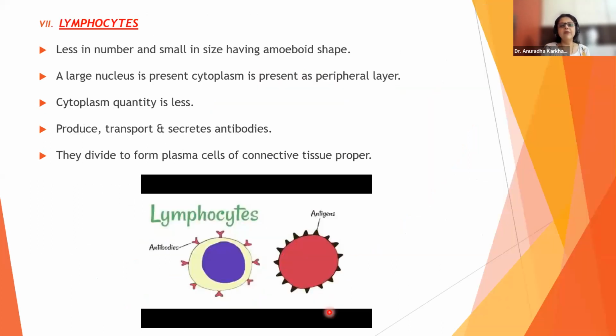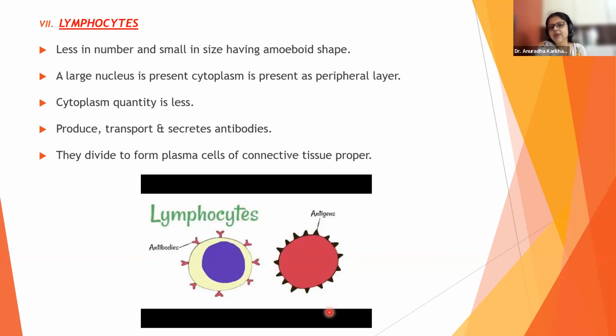Okay. Then we have got something called lymphocytes. They are nothing but your... What are lymphocytes? WBCs, exactly. Very good, Sanika. So they are less in number, small in size, having an ovoid shape. A large nucleus is present. Cytoplasm is present as a peripheral layer. Cytoplasm quantity is quite reduced. Fine. They produce, transport, secrete antibodies.